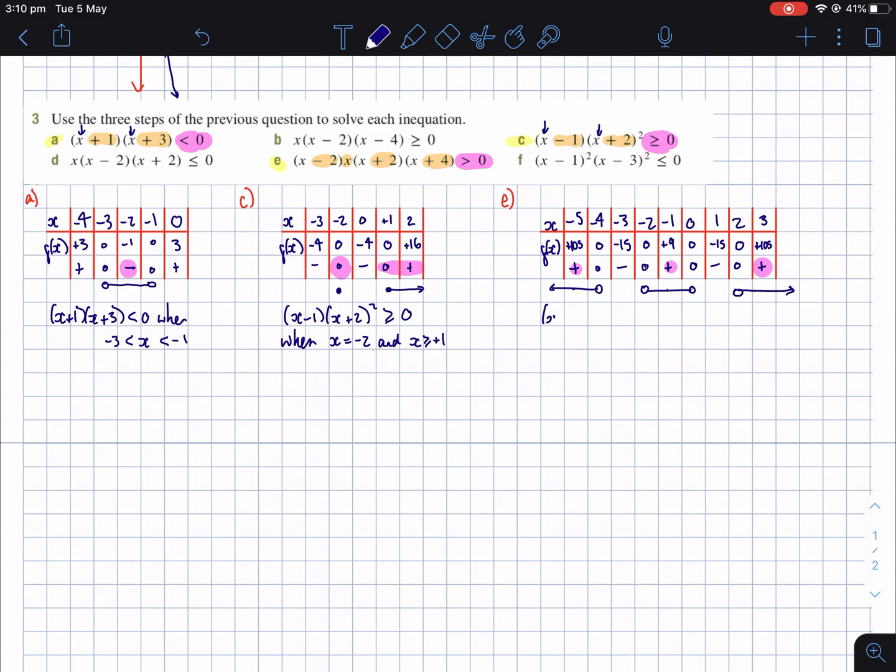So we've got x take 2, x plus 2, x plus 4 is greater than 0 when x is less than negative 4, negative 2 is less than x is less than 0, so x is between negative 2 and 0 but not including them, and x is greater than 2 but not including it.